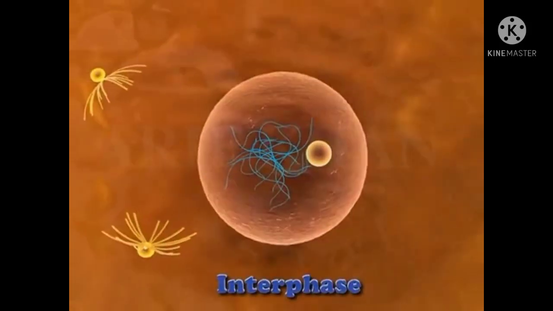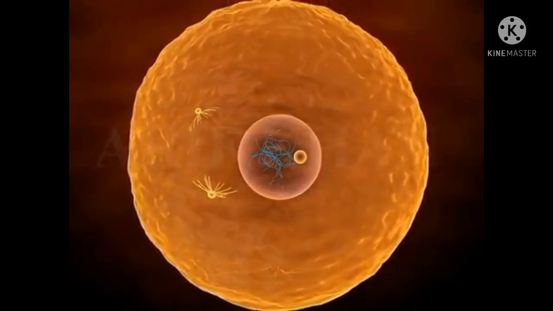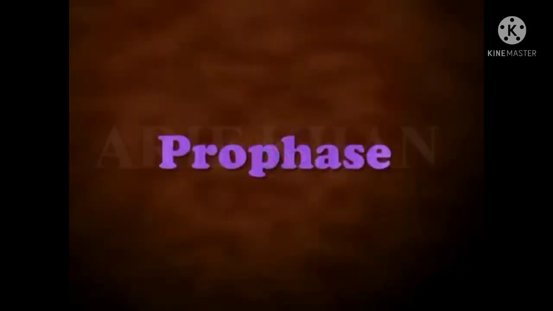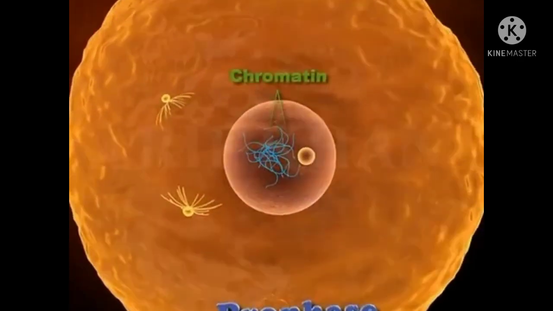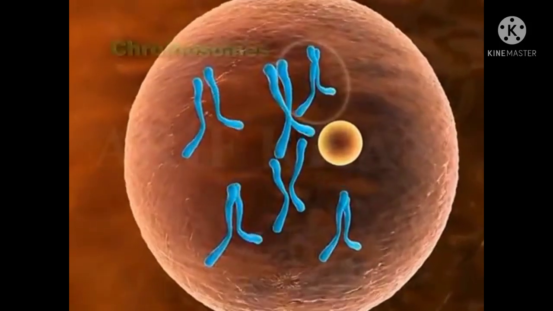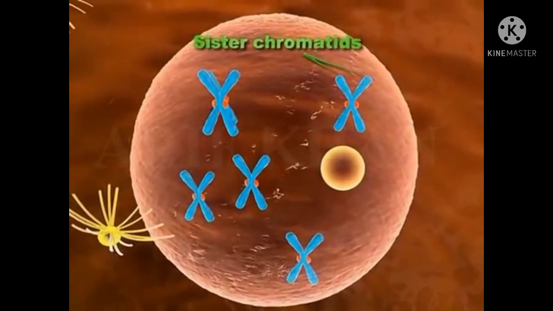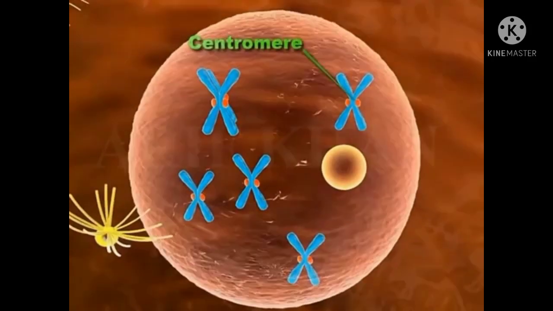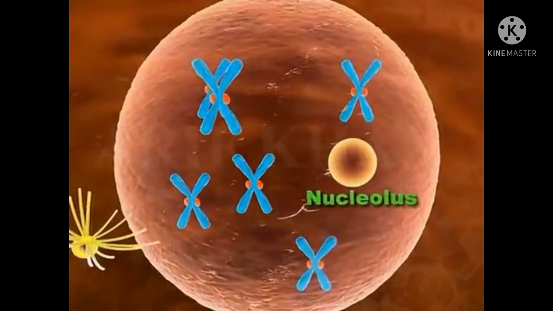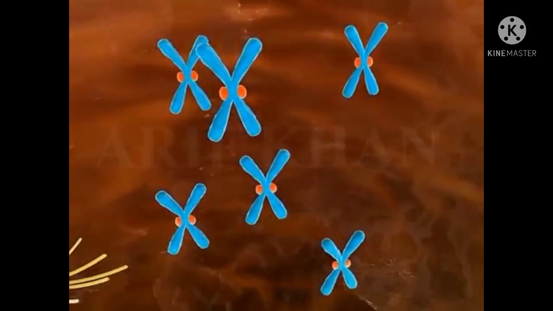In interphase, the genetic material of a cell increases. Prophase. During prophase, the chromatin condenses and becomes shortened and thick to form chromosomes. Each chromosome has two sister chromatids joined together at the centromere. The nucleolus disappears and the nuclear membrane starts to break down.